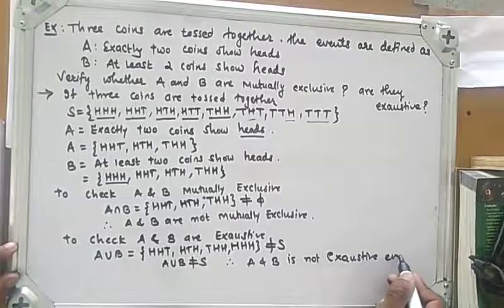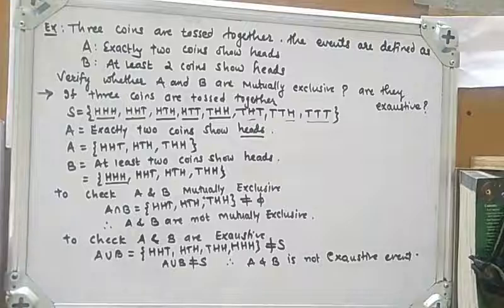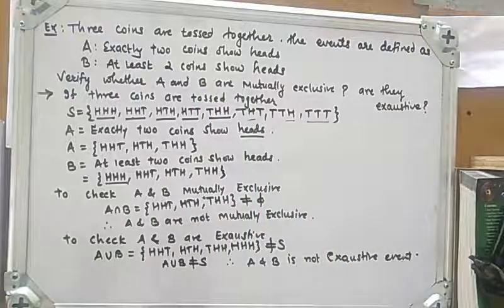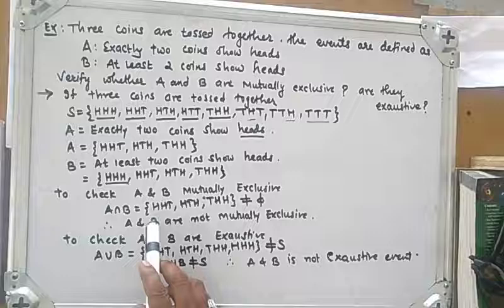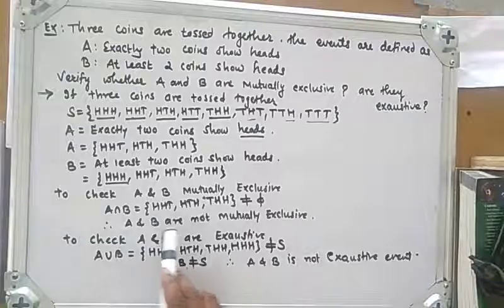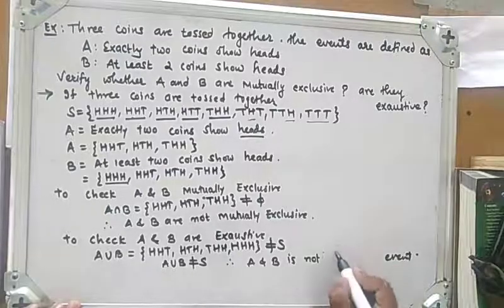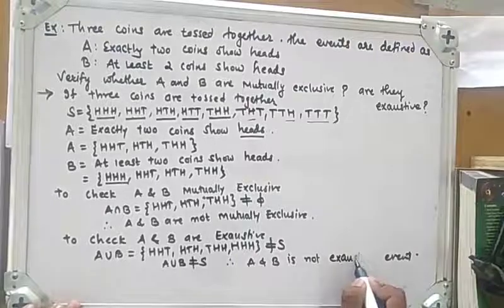So this is the solution for what we asked: are A and B mutually exclusive events, and are they exhaustive events? Both A and B are not mutually exclusive and not exhaustive events also.